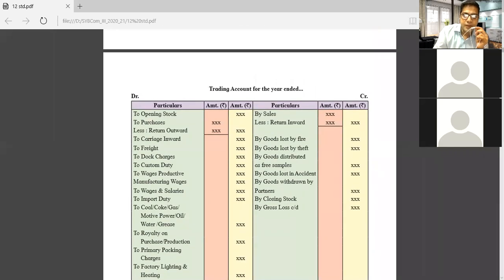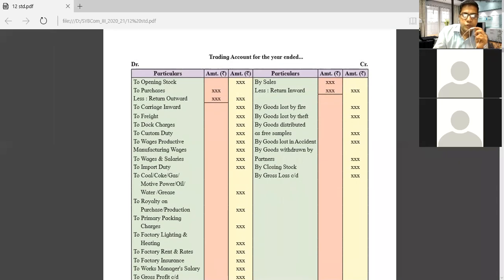Now, friends, whenever we have to prepare a trading account, what kinds of items are recorded? Generally, you know about these items. Trading account for the year ended. On the trading account debit side we record direct expenses, and on the credit side we record direct income. You have to keep in mind what we record.